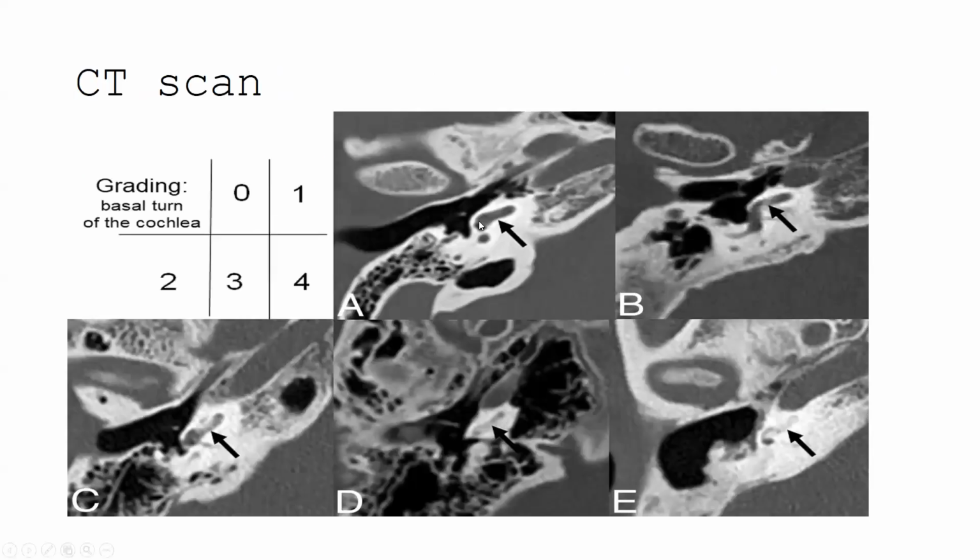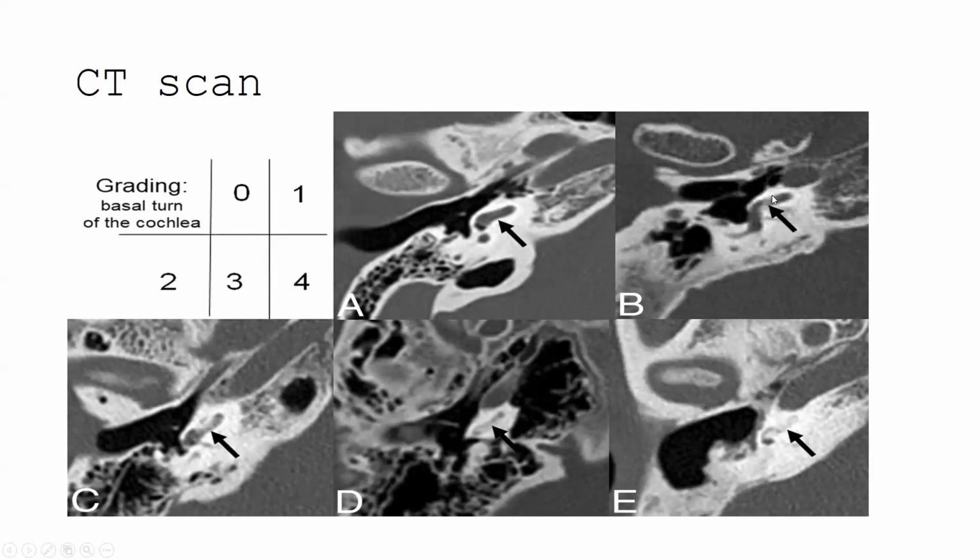So on CT scan, we want to see cuts that are looking at the basal turn of the cochlea. We can see this is a high resolution temporal bone CT. We are looking at the right ear, and we can see the basal turn. We can see the pocket of the round window niche, and we can see the normal basal turn of the cochlea.